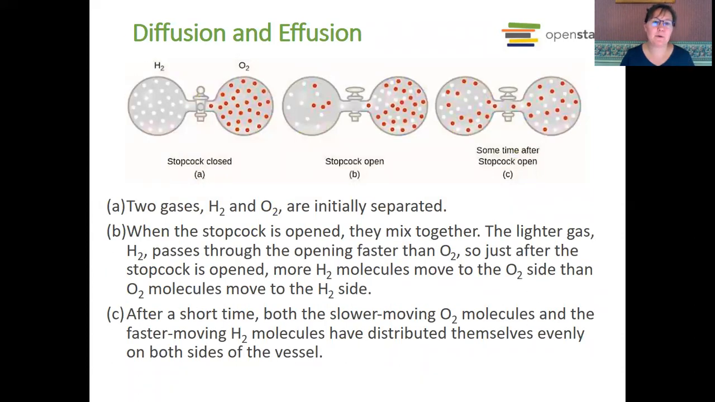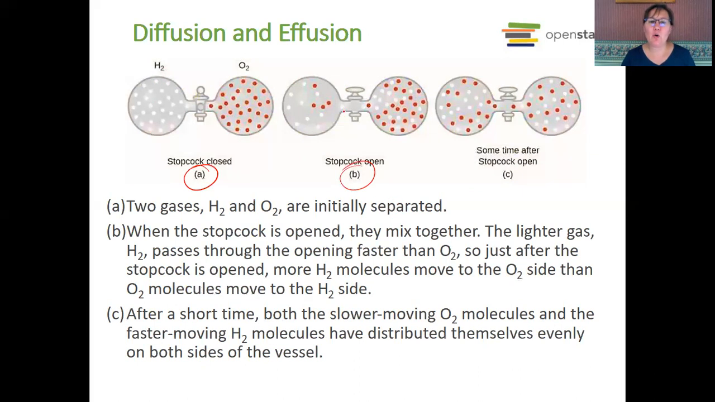So here's some examples here. And it just sort of shows you how long it is. Originally in A, our 2 gases are separated. And then we go into B, and what we find here is that, remember that the white molecules were H2 and the red ones are O2.